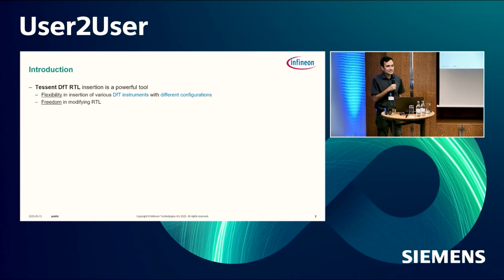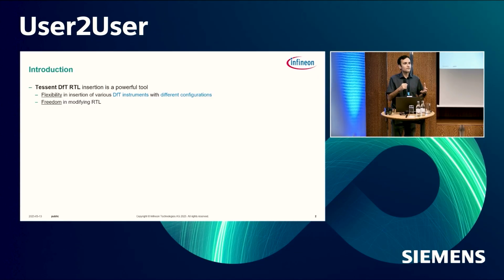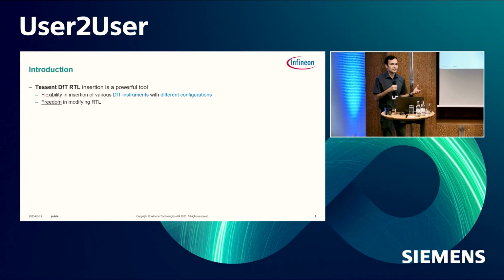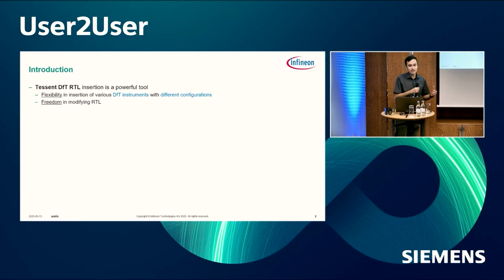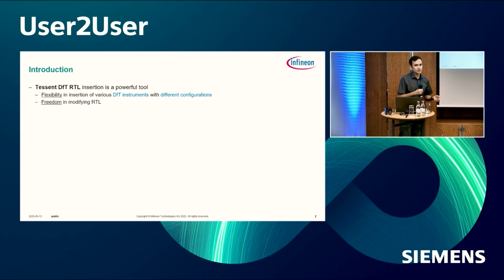We all know that Tessent DFT RTL is a very powerful and important tool in the DFT flow. It gives us a lot of flexibility in insertion of different DFT instruments with different configurations. You can insert an EDT, set the number of input-output channels. You can insert different types of OCC: a standard OCC, synchronous OCC, parent-child OCC, and many other instruments. And you can set many configurable parameters for these instruments, maybe hundreds. And it gives you also a lot of freedom in modifying RTL. You're free to add a connection, remove a connection, or even add some new logic to your RTL.